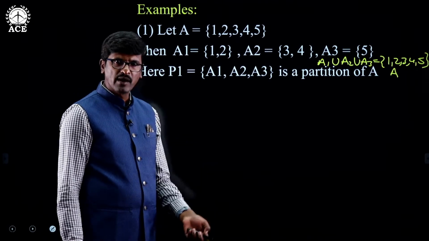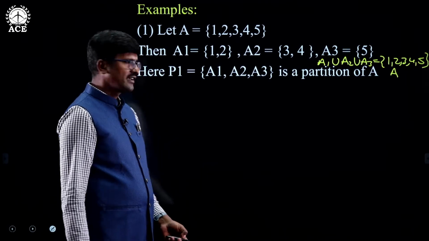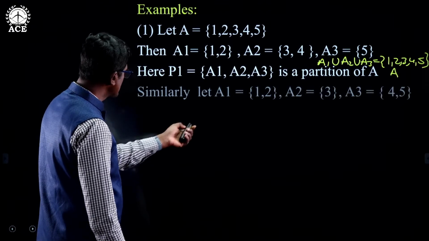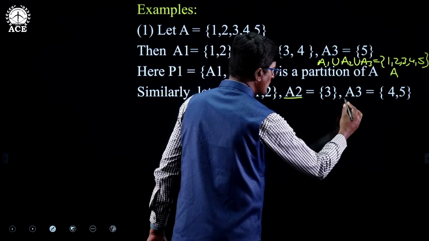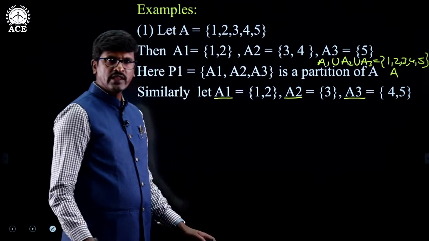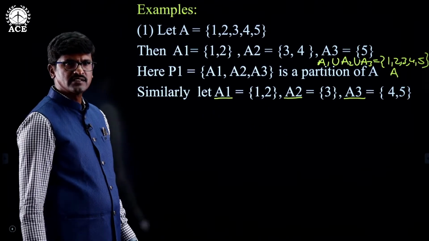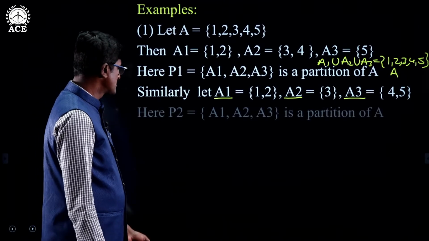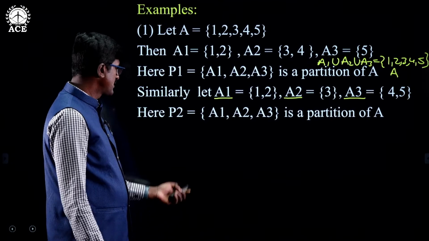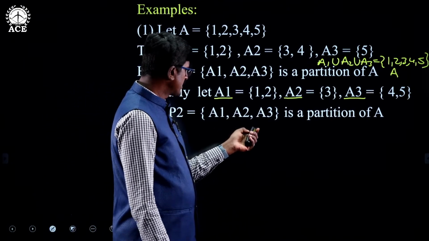Similarly, there exist other partitions also. This is some other partition. This is A1, A2, A3. So if you union them, you are getting the given set. If you take the intersection of any two sets, there are no common elements. So this is another partition. P2 is equal to A1, A2, A3. This is a partition of A.